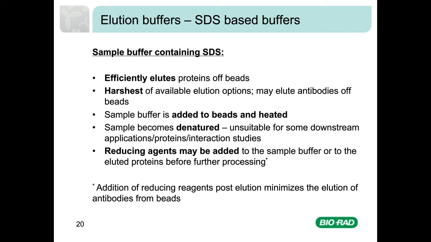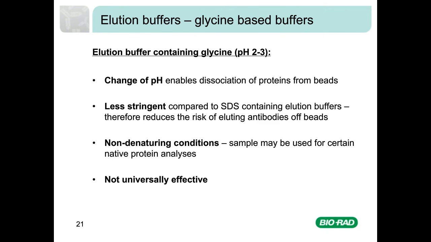Glycine-based elution buffers rely on a change in pH to dissociate the bound proteins from beads. The pH range of these buffers is between 2 and 3. Compared to the SDS-based elution method described on the previous slides, glycine-based elution methods are gentler and often result in reduced presence of antibody in the final IP sample. These buffer types are also non-denaturing, and so may provide a more appropriate elution method for some downstream applications in which you might like to study native proteins. However, please keep in mind that glycine-based buffers are not universally effective.